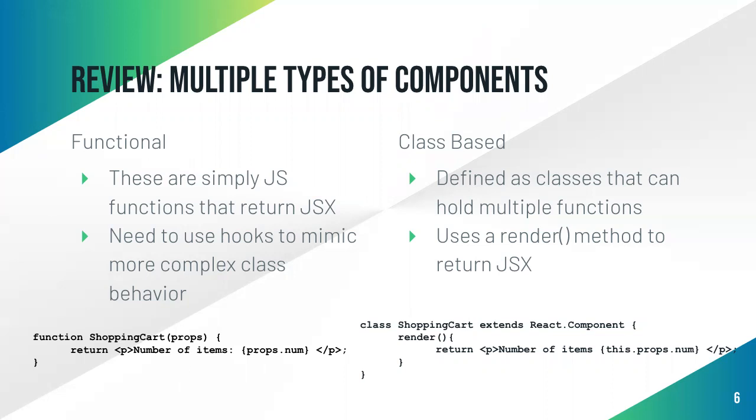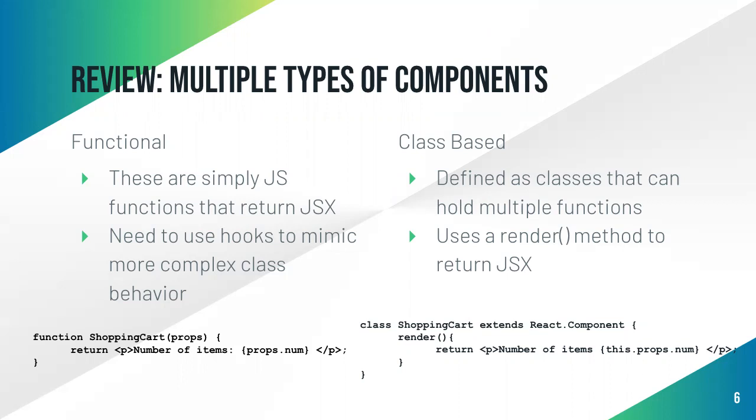Functional components are just basic JavaScript functions, and they return that JSX syntax we talked about to display content on our page. We need to use hooks to mimic the complex behavior that classes have. We'll talk about what that looks like in a minute, but they're just not as robust right out of the box as class components are.